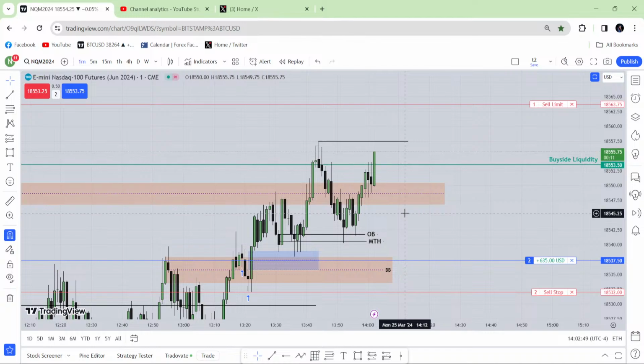Wait, isn't it supposed to be the convective candles? Oh man, new things. What is convective candles, brother?